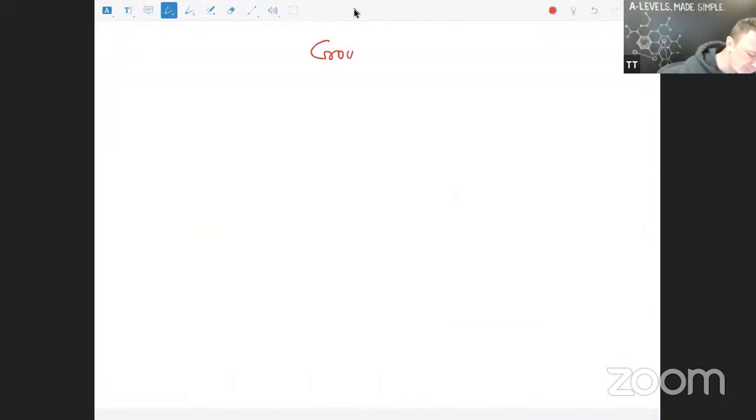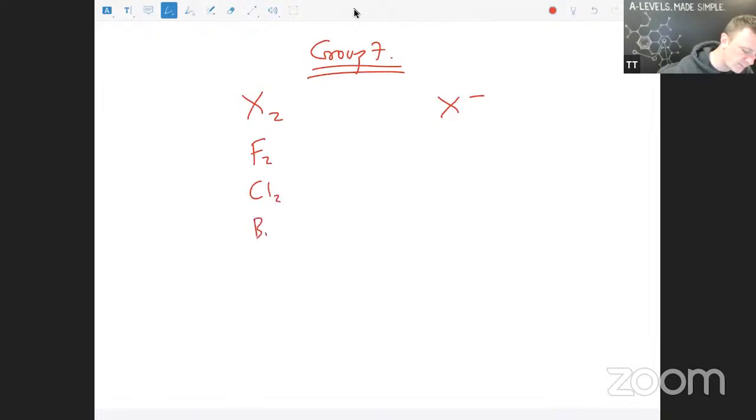Now, group seven. There are some really important reactions of group seven. Of course, the reactivity decreases going down the group. Let's talk about halogens and halides. I want to talk to you a little bit about redox. We're going to cover this again tomorrow. We've got F2, Cl2, Br2, and I2, and then F-, Cl-, Br-, and I-.